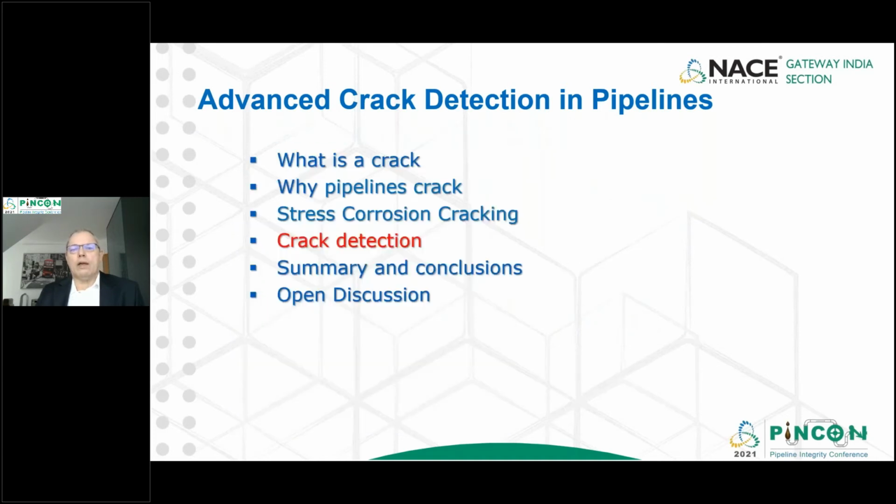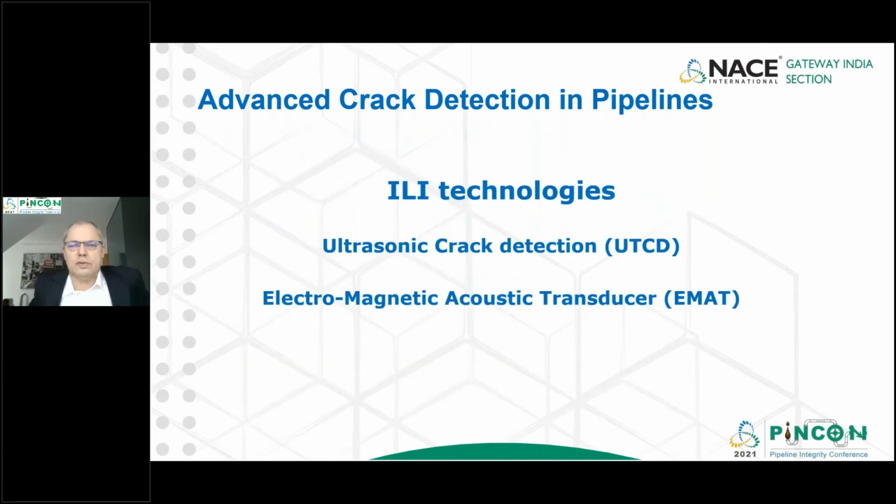Now, how can we detect cracks? There are 2 technologies which are used for crack detection. In liquid lines, it's ultrasonic crack detection, or UTCD. And in gas pipelines, the electromagnetic acoustic transducer technology, also called EMAT.